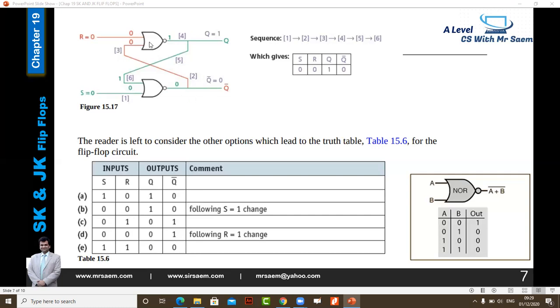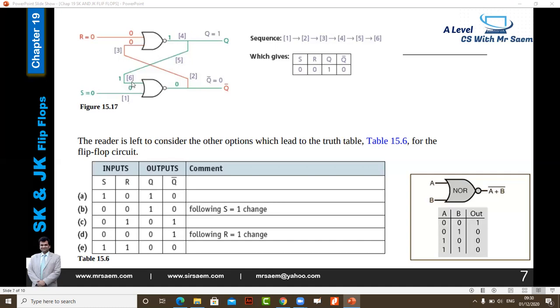Please, I would recommend that you draw this yourself, make this truth table and practice it on your own so that you have an idea. Look at the E state. This is where the trouble is created. When you give 1 1, the output goes to 0 and 0. This is the problem, both become 0 0.